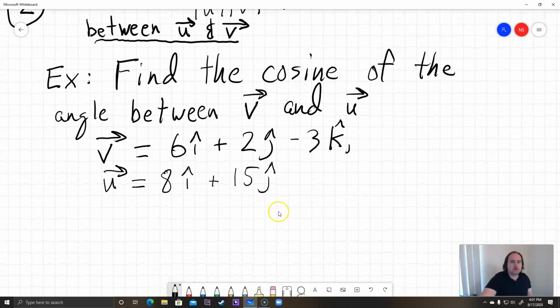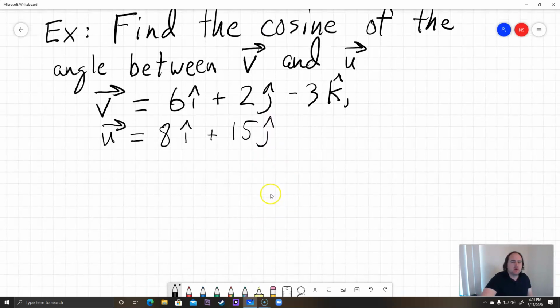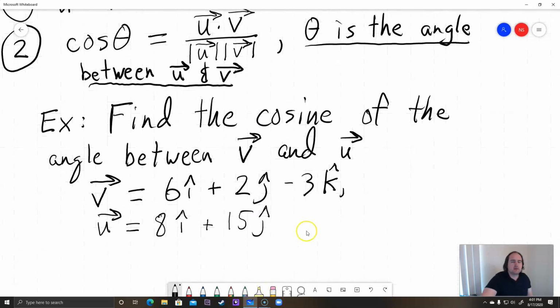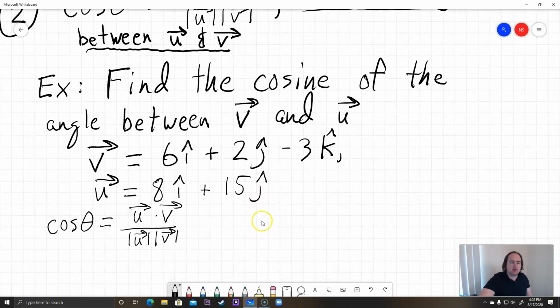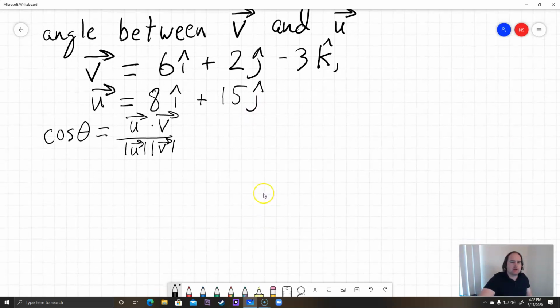So if we want to find the cosine of the angle between v and u, we're going to use our new formula. So we're going to find cosine of theta equals u dot v over the length of u times the length of v. So that new formula. And notice they're not actually asking us to find the angle. They're asking us to find cosine of the angle. So whatever we solve for here, that's going to be our answer.